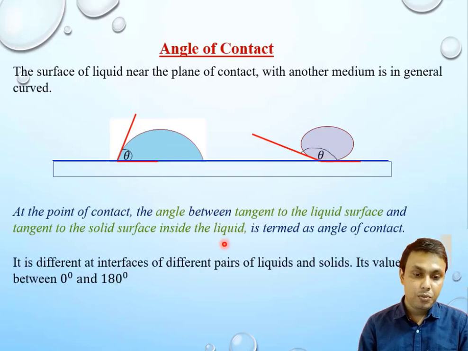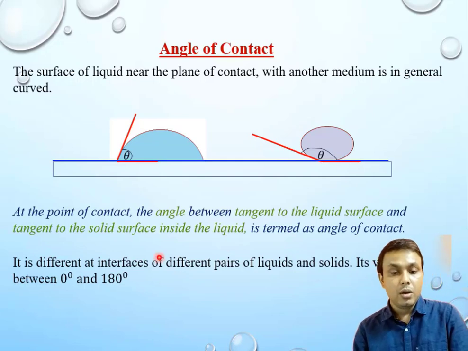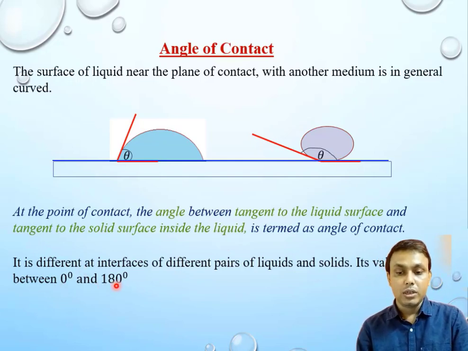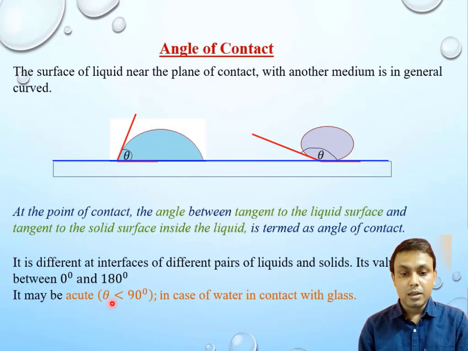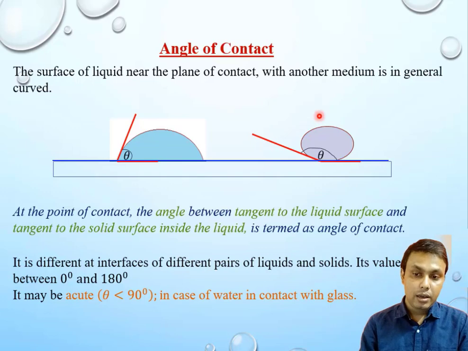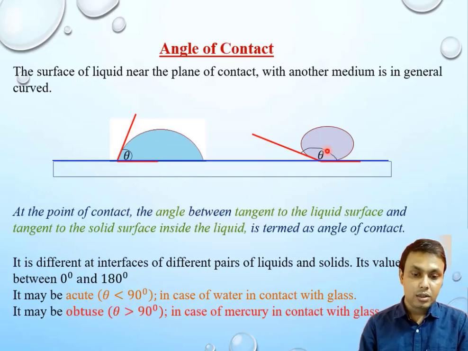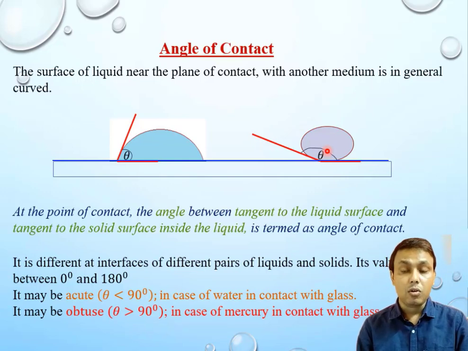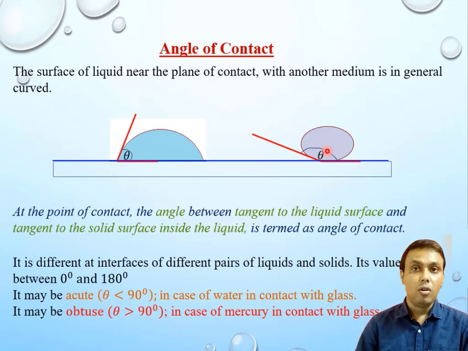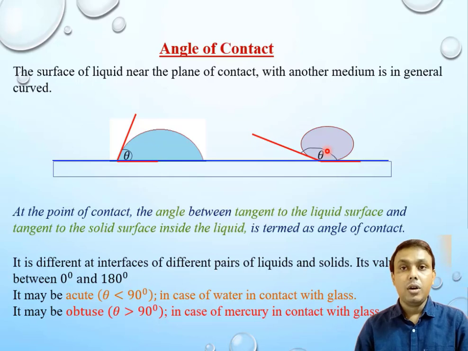Now the value of this angle of contact may vary from 0 degree to 180 degree. Here in the first case you see, here it is less than 90 degree. In case of water in contact with glass, this is acute angle, and here in this case we see this is obtuse angle, the value is greater than 90 degree. In case of mercury in contact with glass, the angle will be obtuse angle. For different pair of liquids, this angle will vary between 0 degree to 180 degree.